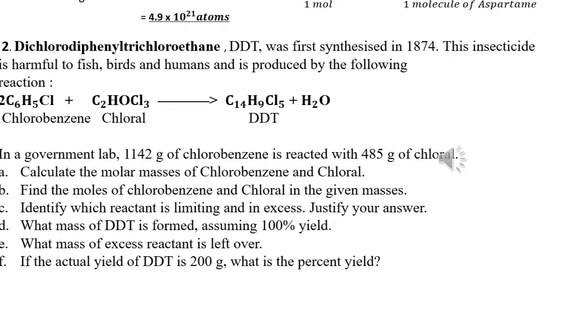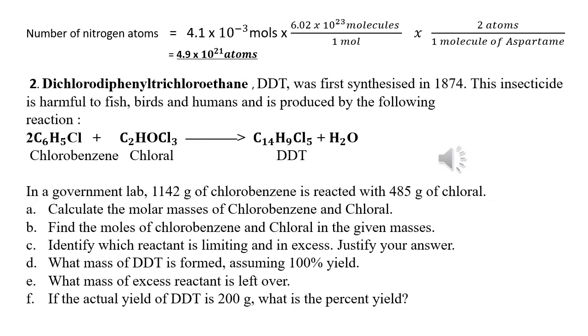Question 2. Dichlorodiphenyl trichloroethane, DDT, was first synthesized in 1874. This insecticide is harmful to fish, birds and humans and is produced by the following reaction, as shown. In a government lab, 1,142 grams of chlorobenzene is reacted with 485 grams of chloral.